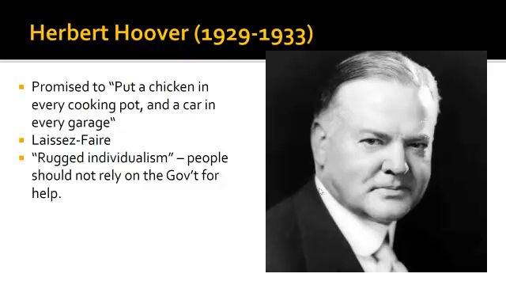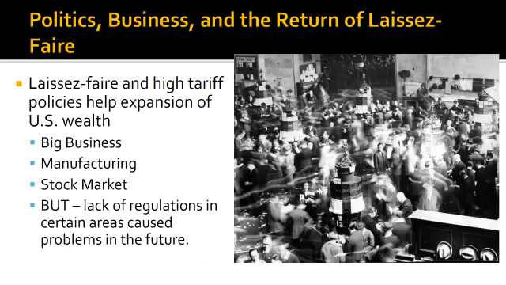And so ultimately the return of laissez-faire, as well as high tariffs, are going to help the expansion of the United States' wealth. The stock market is largely unregulated, leading to an unprecedented boom. However, a lot of that boom was based on borrowed money, and very few regulations meant the stock market was particularly vulnerable to crashes. Big business is going to get even bigger during the 1920s. Manufacturing in America is going to take off. The United States is going to become the number one manufacturing power in the world.